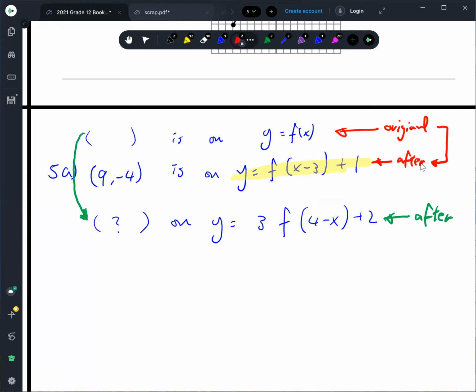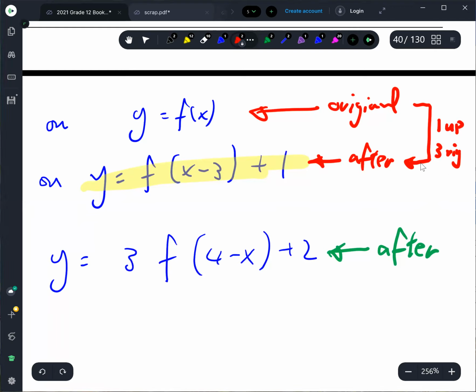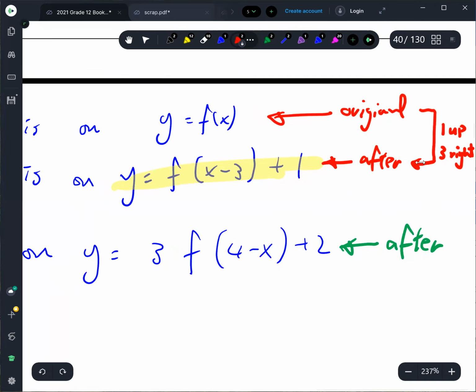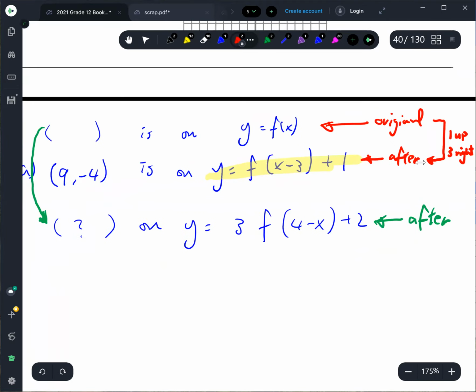You translate 1 unit down and 3 units right. Yes, okay. So was it 1 unit up? One unit up, yeah, one up and 3 right. Okay. So that's 1 up, 3 right. So if I want to go back and find the original point, I need to go opposite. So the opposite of 1 up, 3 right will be 1 down, 3 left. Okay? Let me write it down here.